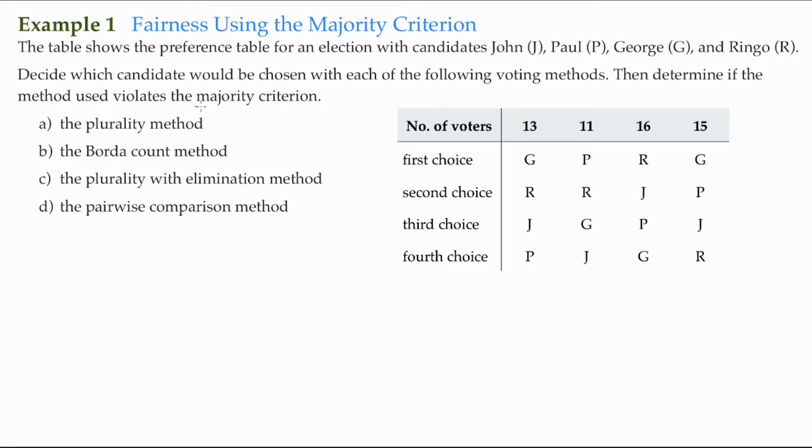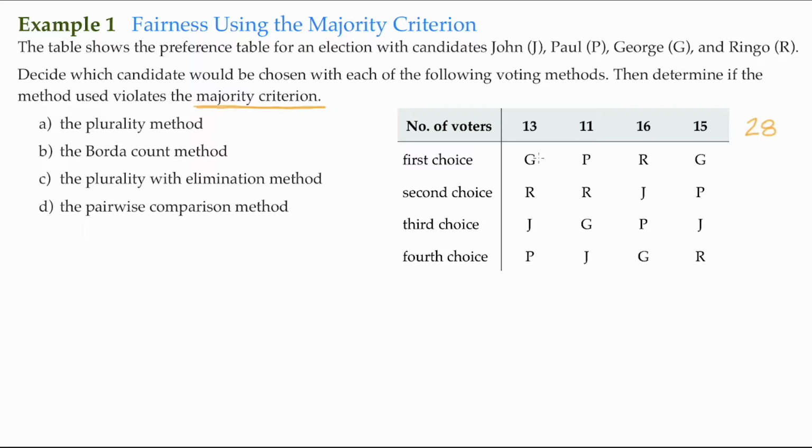Since we're talking about a majority, we'll check to see if a candidate here has a majority. We first have to count up the votes here. So we have 13 here, 11 here, that's 24, 16 here, that's 40, and then 15 here, that's 55. So 50% or more of those would be considered a majority. So 28, I'm just going to write it right here. A candidate with 28 or more votes has a majority, and according to the majority criterion, that candidate should win.